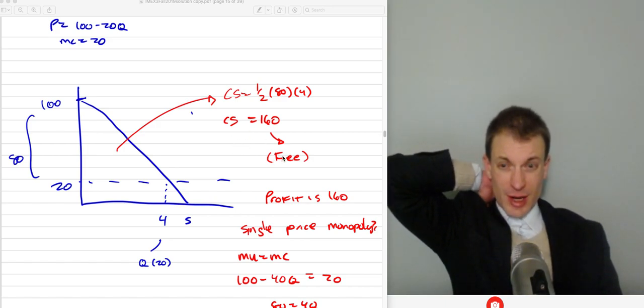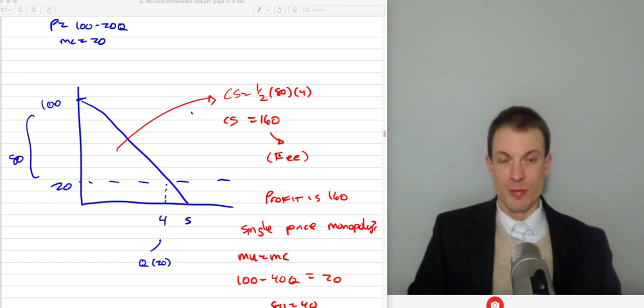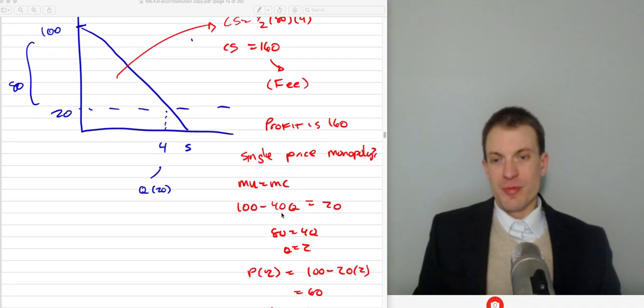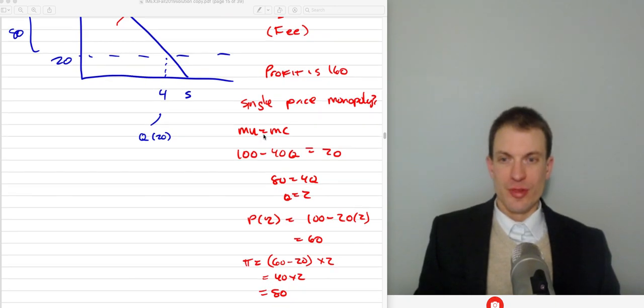So the fee that I would set would be 160. That's also going to be total profits. What happens with a single price monopoly? That's interesting to explore. So there they'd produce where marginal revenue is equal to marginal cost.